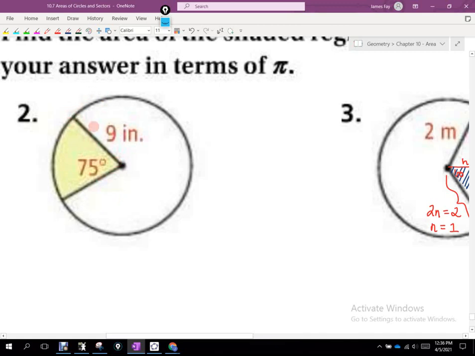Now, they don't ask me to find the segment here in this picture, but that's what we're going to do. So let's draw this down. I want to ask to find that blue segment. So I'll find the area of the sector first. It's going to be x over 360 times pi times r squared.